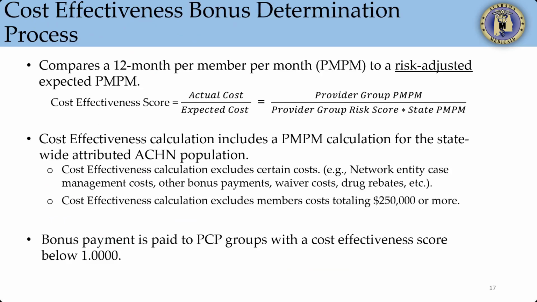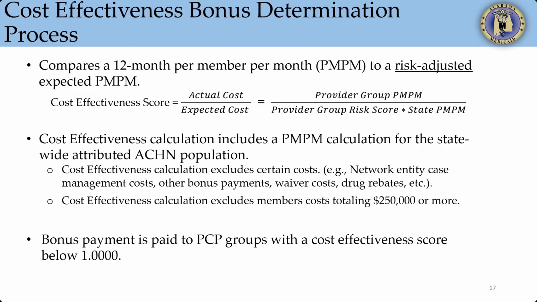All right, so now that we've discussed the details, let's put together the process. So we'll have an illustrative example, and before I start showing all those charts, I'm going to remind you that this will be posted to the website where you can watch it over and over again. But for each PCP group, we're going to compare a 12-month per member per month to a risk-adjusted expected per member per month.